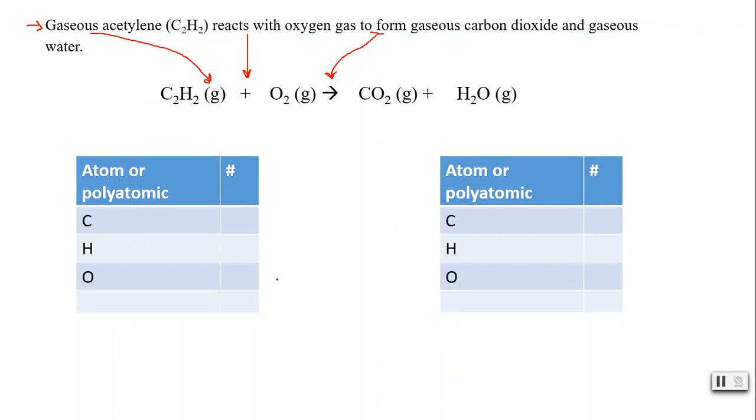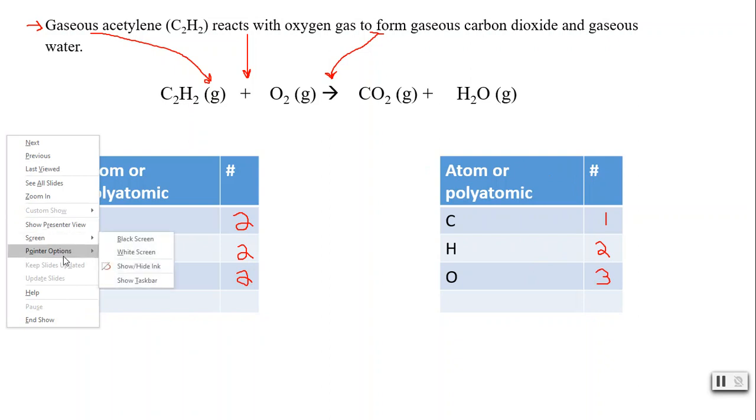So I do my little charts here. When we start out, we have 2 carbon atoms, we have 2 hydrogen atoms, and we have 2 oxygen atoms. Over here on the right-hand side, we have 1 carbon, we have 2 hydrogens, and we have 2 plus 1 oxygen atoms. So 2 plus 1, that gives me 3 oxygen atoms. Okay, so now we've kind of taken stock in what we have. Let's go ahead and start balancing using those coefficients.